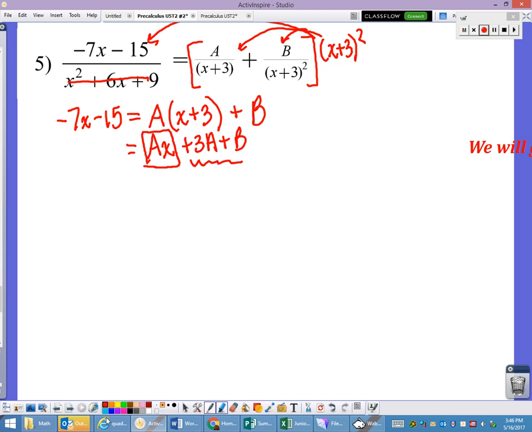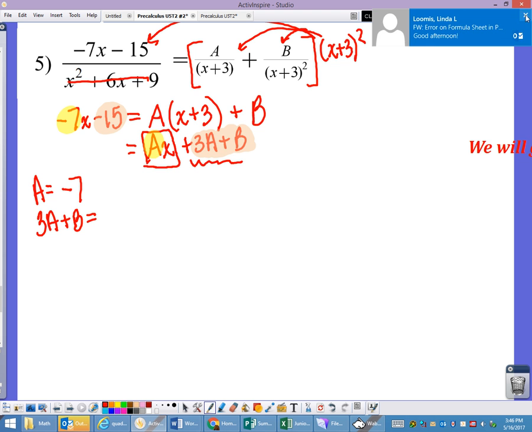So again, I'm going to look. My x term here is negative 7, so I know that negative 7 and a are the same. My constant is 3a plus b, which is negative 15 here, so there's my system of equations. I have a equals negative 7, and 3a plus b equals negative 15.